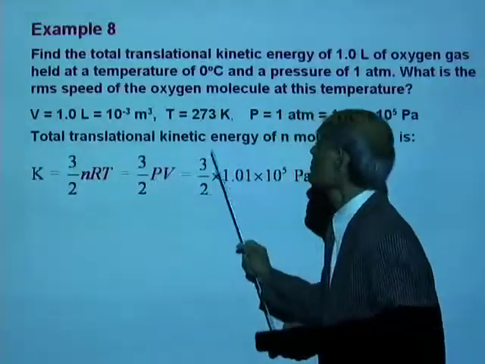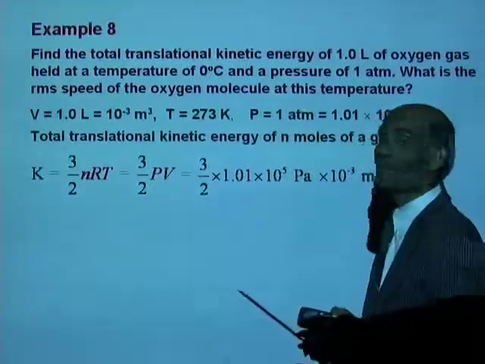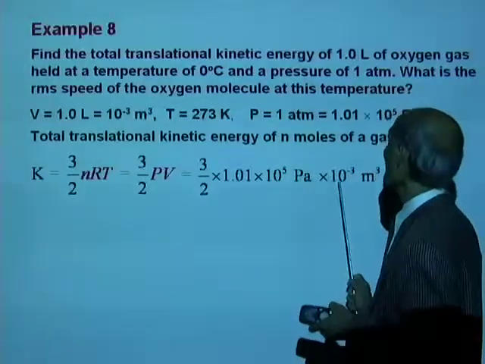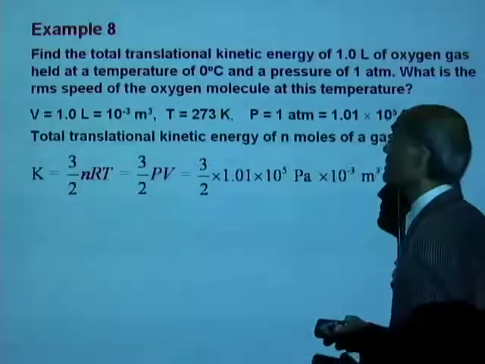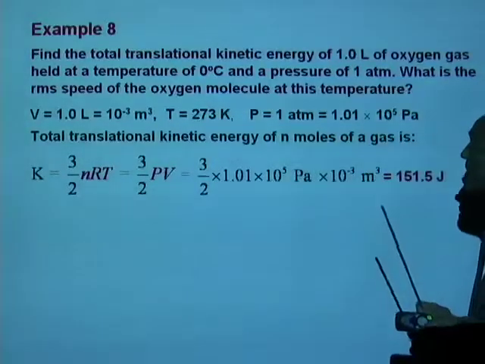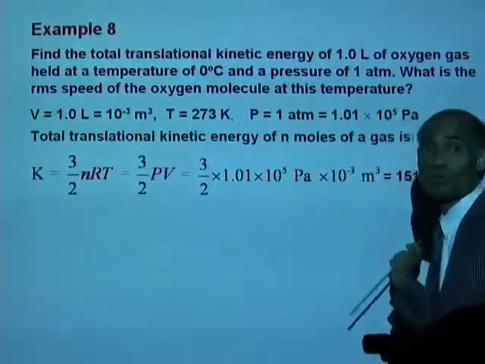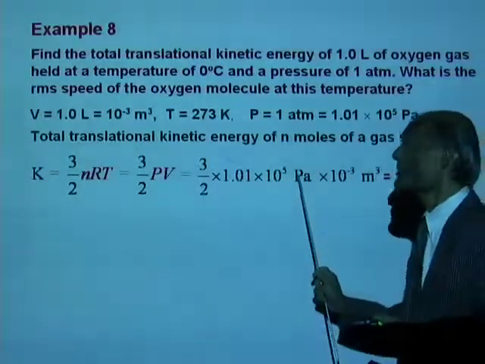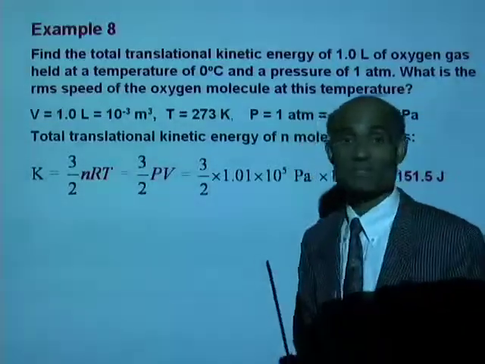Now, put in the values. P is 1 atmosphere, 1.01 times 10 to the 5 Pascal, and the volume is 10 to the -3 meter cube. That gives you K as 151.5 joules. You see, in order to get K in joules, you need to have the volume in meter cube and the pressure in Pascal. So you need to use the absolute unit.